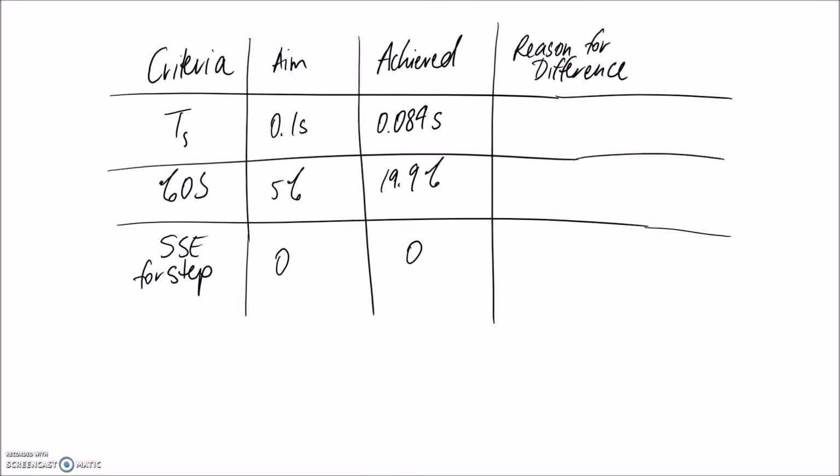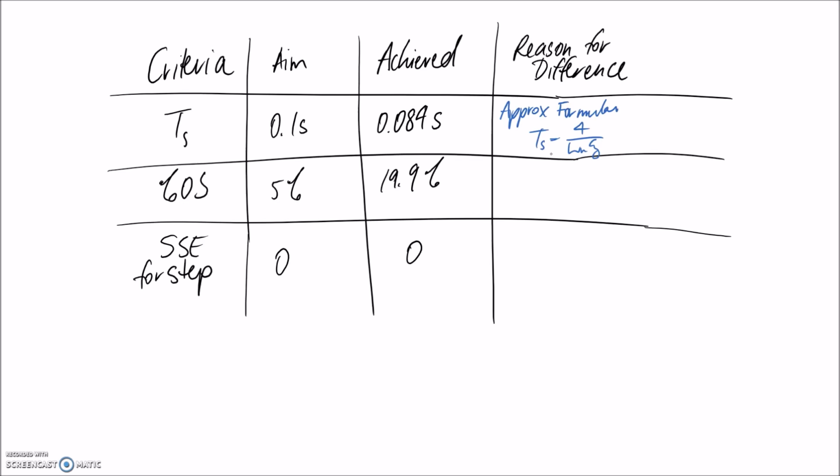Alright, so I've written a list of our criteria versus the aim that we were going for versus what we actually achieved. And I'm just going to quickly run us through why we got some differences. So for the settling time, we got a value that was slightly less than what we were aiming for. And probably the main reason for this was the approximation formula that we used for the settling time. So remember that this one here, that we used way back at the beginning to figure out what our natural frequency should be, is an approximation.